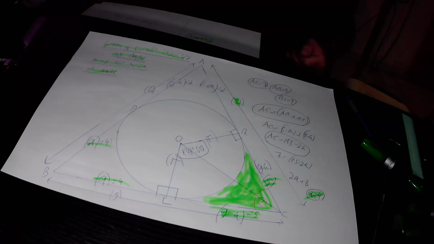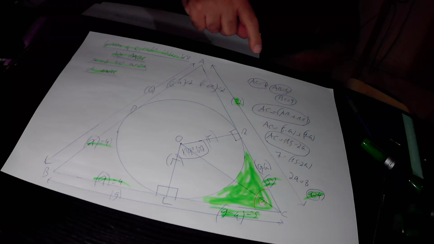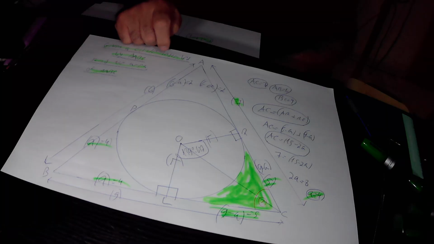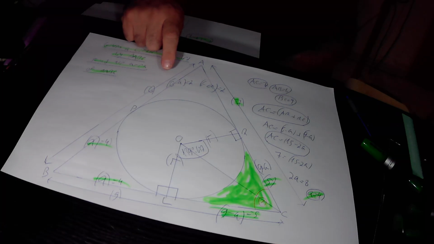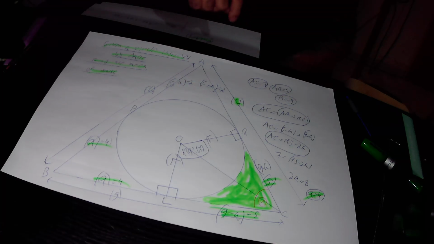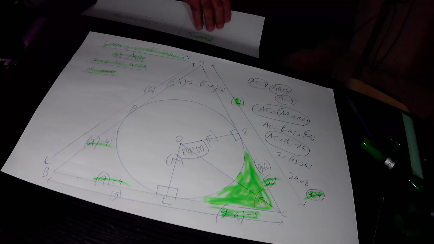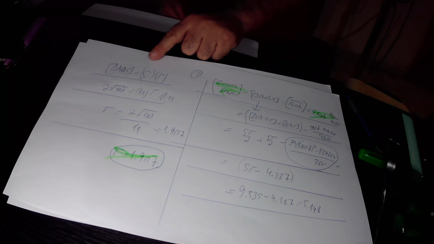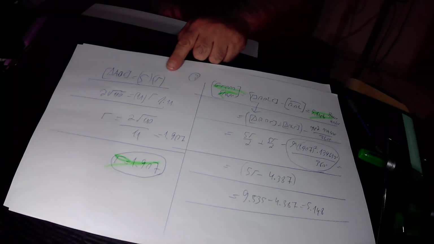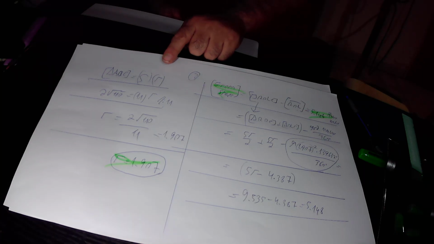We know that the area of any triangle that circumscribes a circle is equal to the semi-perimeter of the triangle times the radius of the circle that is inscribed in triangle ABC. So the area of this triangle ABC, which encloses this circle, is equal to the semi-perimeter of the triangle times the radius of this circle. Again, the area of triangle ABC equals S times R.